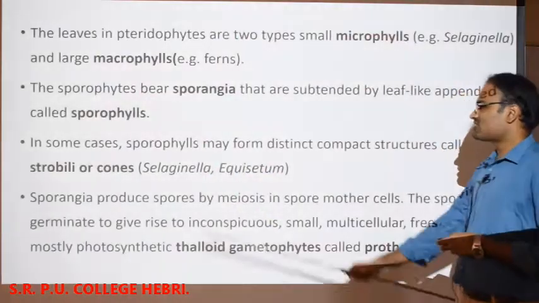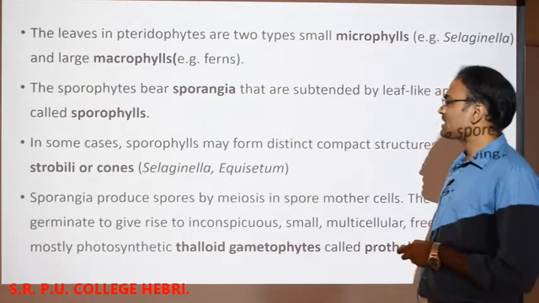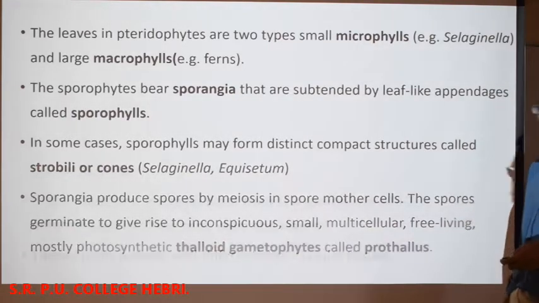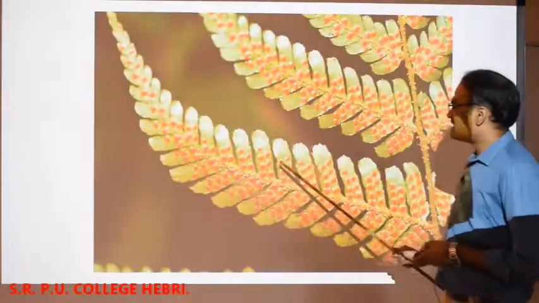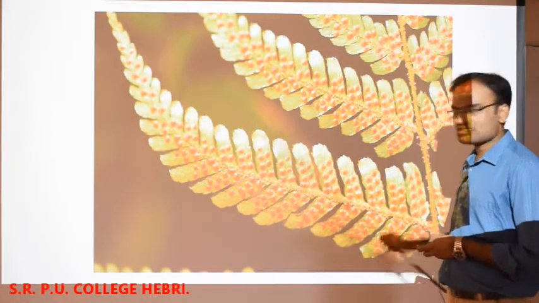But in certain plants like Selaginella and Equisetum, what happens? The sporophylls may form distinct compact structures called strobili or cones. Whatever you are observing here, these are the individual leaves, isn't it? We can call them the sporophylls.